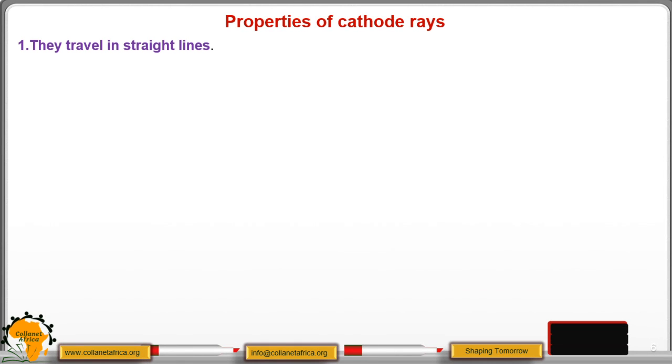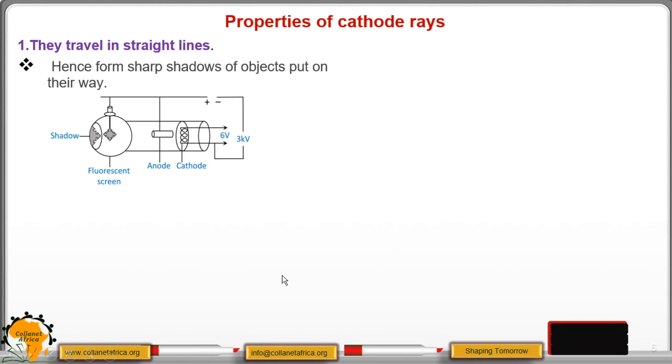From there, we move to properties of cathode rays. One, they travel in a straight line. And this can be demonstrated when you put an opaque object on their path. For instance, in our diagram here, we have the anode here, we have the cathode. So the cathode rays are being produced and accelerated by the anode. But in between the screen and the anode, we have an obstacle here. So as they move, we see the shadow being cast on the screen, which implies that they travel in a straight line.